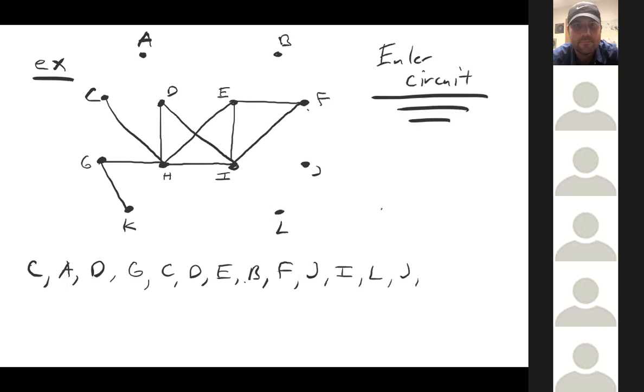Okay. I'm going to scroll here. Now I'm going to go over to F. That's not a bridge. And my only choice from F now is to go to I.